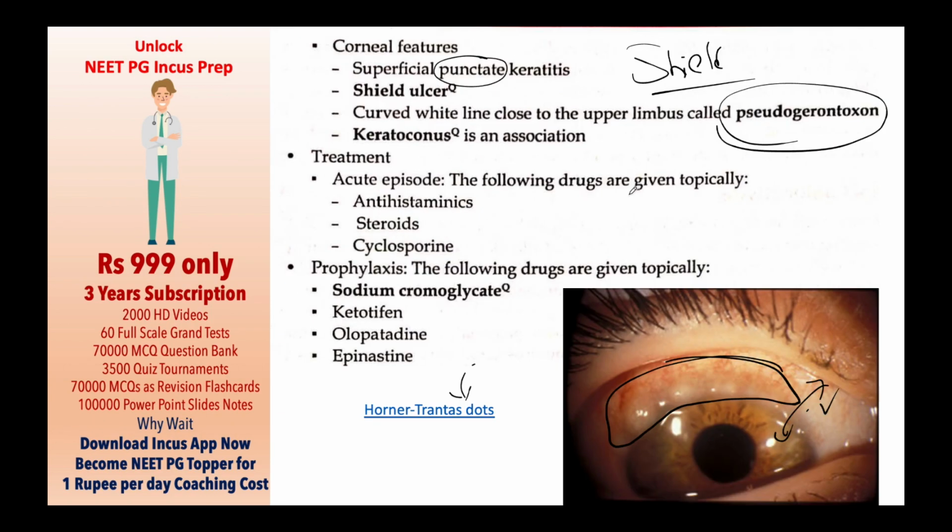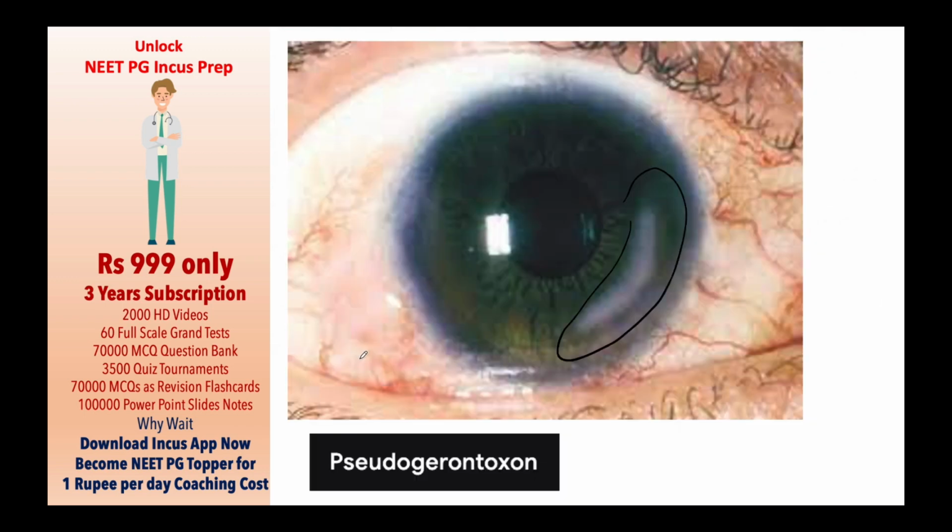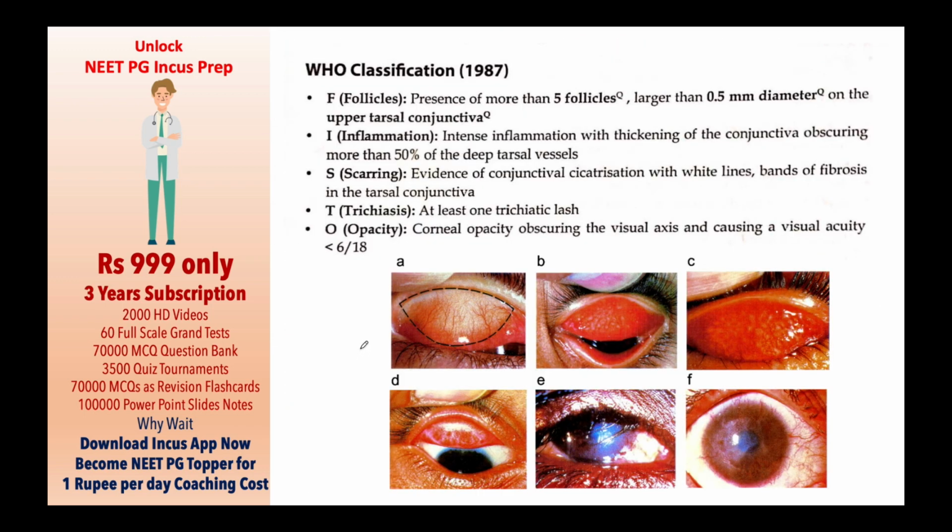Then one favorite MCQ is, what is an important association with vernal keratoconjunctivitis? Keratoconus is associated. So how do you treat? After antihistamines, steroids and cyclosporine. And for the prophylaxis, for the allergy, you give sodium cromoglycate, ketotifen, olopatadine, epinastine, all these anti-allergic agents prophylactically. That is all very important things you need to remember.